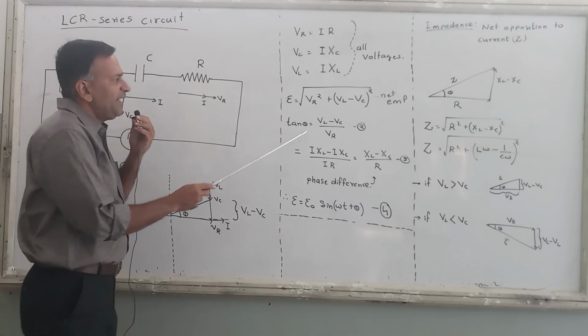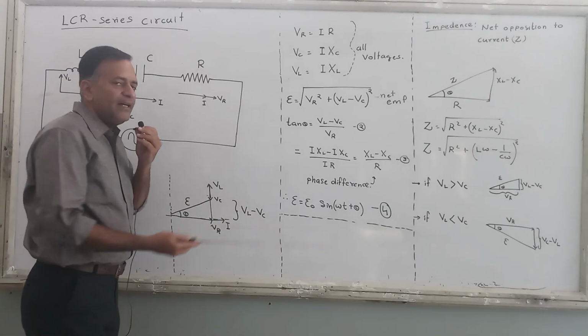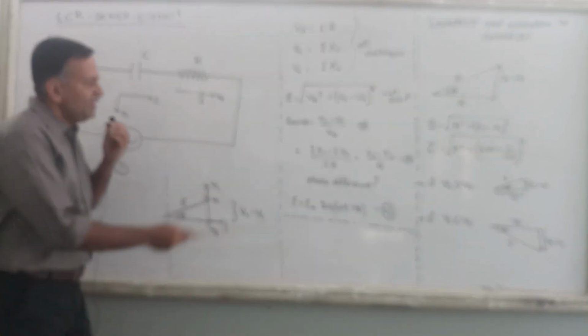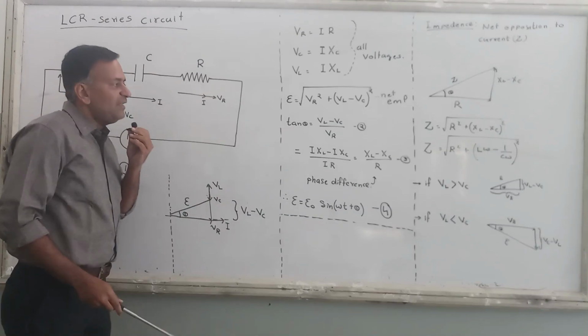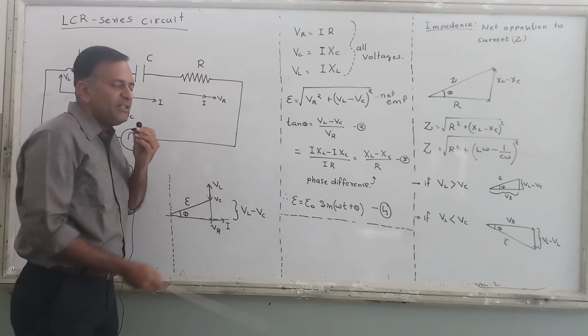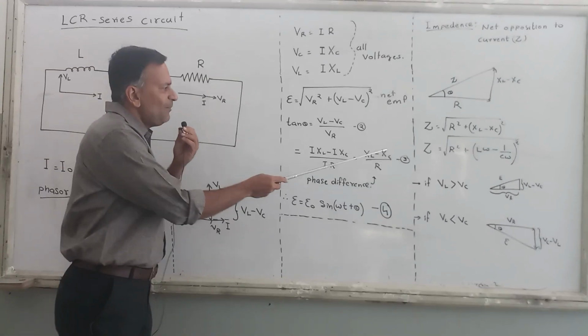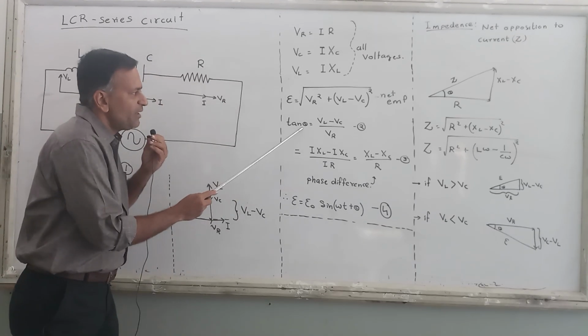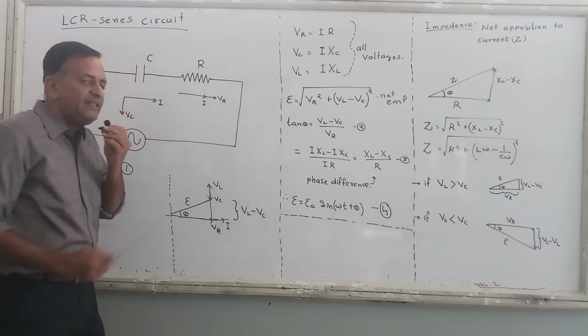So tan theta equals VL minus VC upon VR. This is the expression of theta. यहां से थीटा का एक और एक्सप्रेशन आप ले सकते हो. Put the value of VL, VC and VR. The currents will cancel out and what remains is XL minus XC upon R. This is yet another equation from which you can calculate the value of theta.